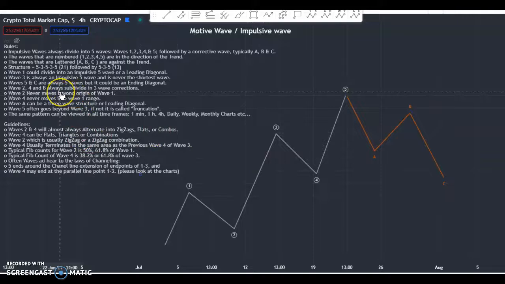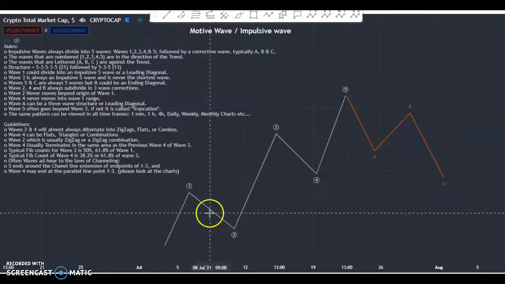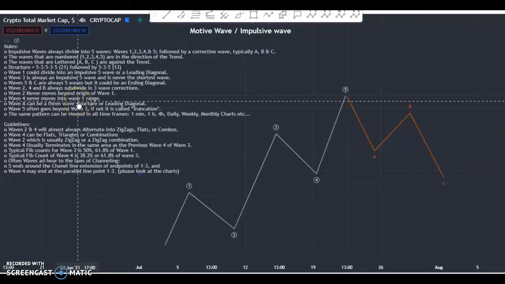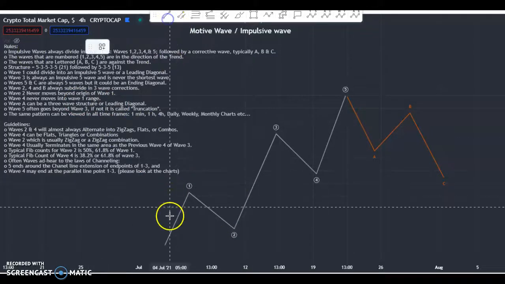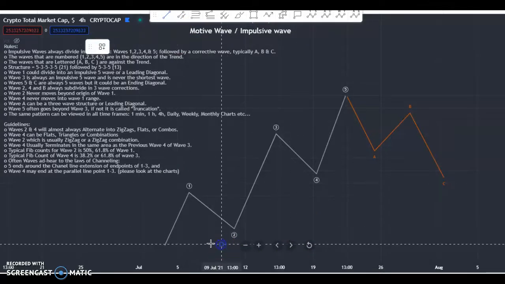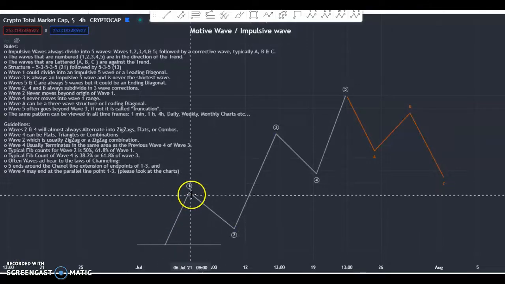Now wave 2, wave 4 and B are always subdivided. So there's wave 2, there's wave 4, and wave B. There's always going to be some sort of 3-wave structure. How many waves are in there depends on how wide or how long that correction is going to last. Wave 2 never moves beyond wave 1. Now let me show you that. This is my start of where my line is. That's the beginning of wave 1, 5 waves up.